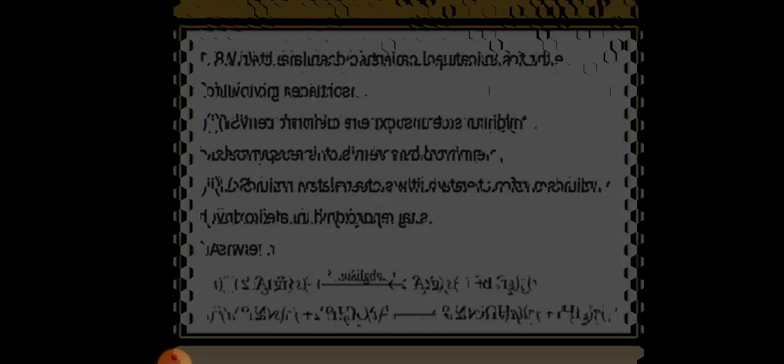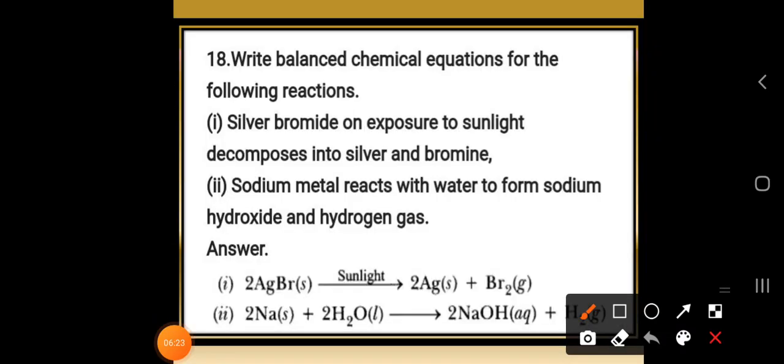Okay, now the next question is: write a balanced chemical equation for the following reaction. Here, silver bromide on exposure to sunlight decomposes into silver and bromine.